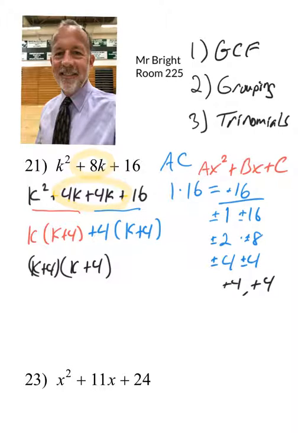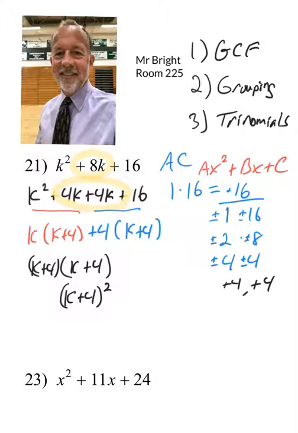That's done. Now, as it turns out, since this and this are identical, we actually rarely write the answer like this. We write it a little bit differently. What we write is k plus 4 quantity squared. So that's how that really should be written, k plus 4 quantity squared.